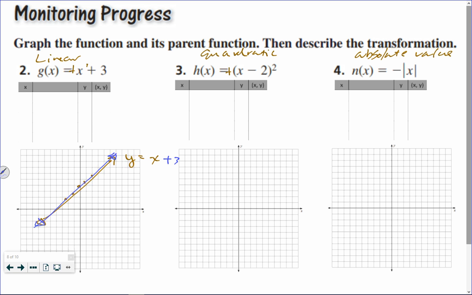Okay, what about number 3? It's quadratic, right? Okay, so it's got a -2. What is that? That's going to move it. How many squares? So do my parent. You guys should know what your parent graph is every time. Is it going to change?